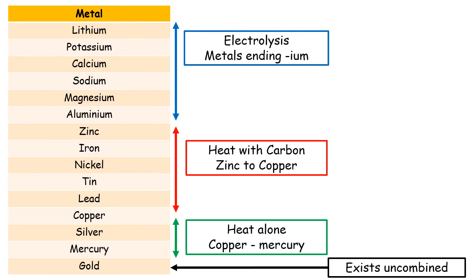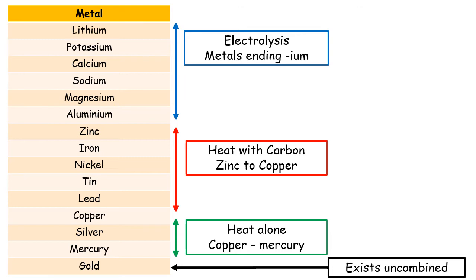The next metals, zinc, iron, nickel, tin, lead, and this can also be done for copper, you have to heat the ore up, but you need to mix it with carbon as well. Now, carbon's a black powder. What that carbon does is it helps remove any oxygen that's been reacted with the metal in the ore to form carbon dioxide and leave the metal. So those ones in the middle, you need to heat them, but you also need carbon.